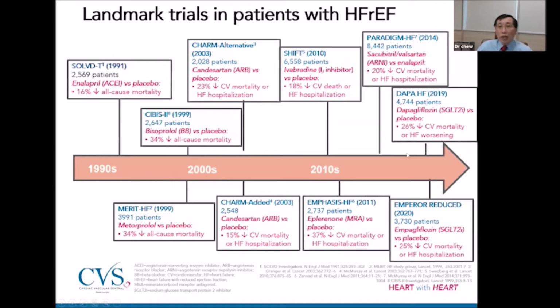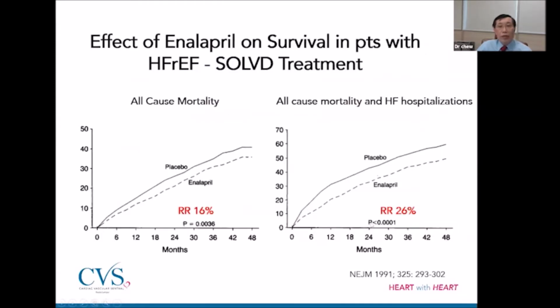And I will touch a little bit more on these last two trials, which use the diabetic agents dapagliflozin and empagliflozin in patients with heart failure with reduced ejection fraction. This is quite recent: one was 2019, last year, and this was last month that the trial results were announced. So let's briefly review. The first class of agents is the ACE inhibitor.